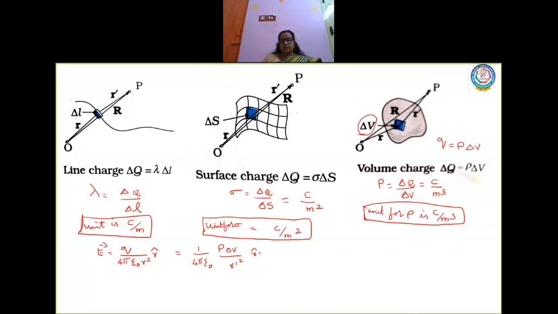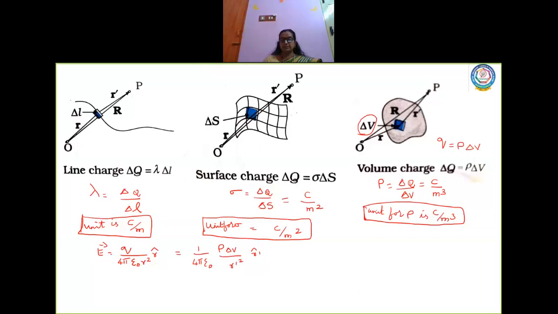Now I have to find out the total electric field due to this charge distribution. So this is for a small area element, right? If I want to find the total electric field, I'll go for the superposition principle. So I will add the smaller elements like this to get the whole volume.